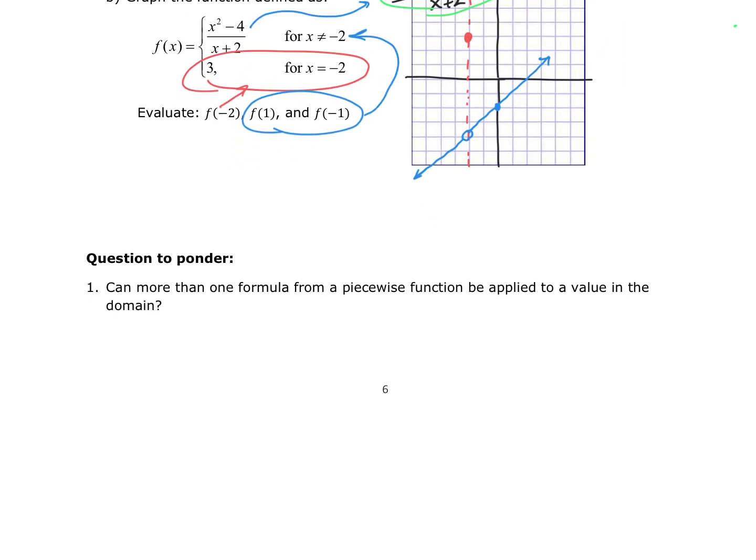So here's a question. Can more than one formula from a piecewise function be applied to a value in the domain? Something to ponder. We'll talk about this in class as well.